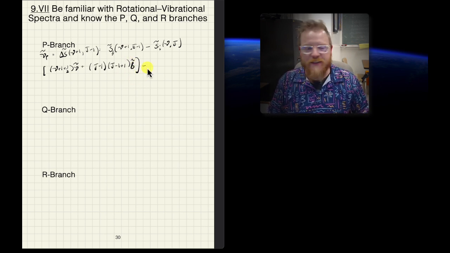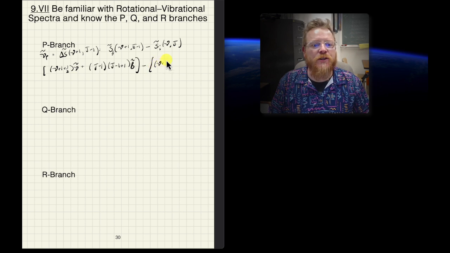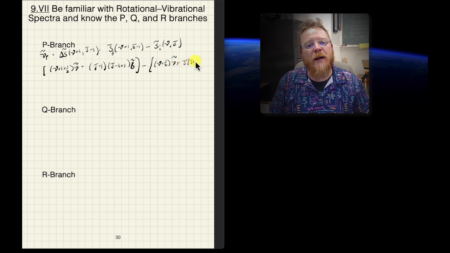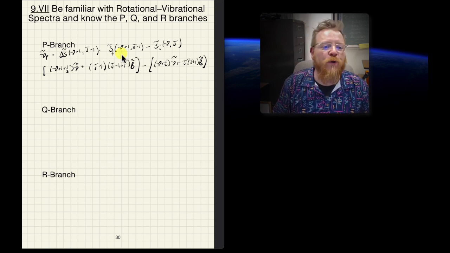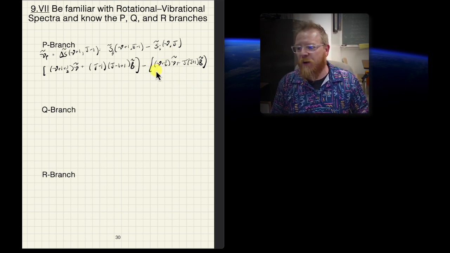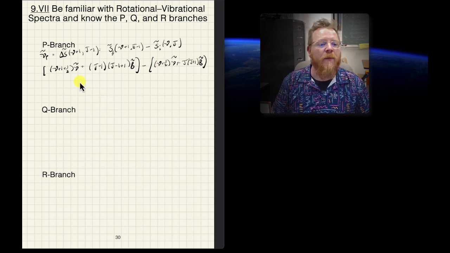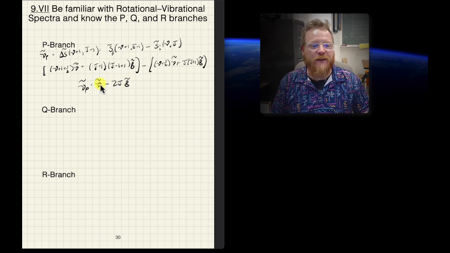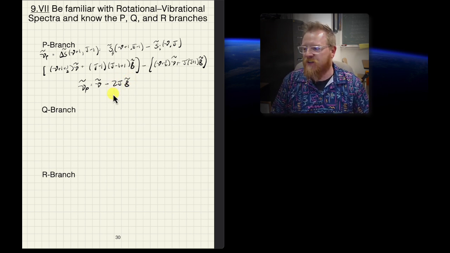Now minus my S initial is, of course, going to be just nu plus 1/2 times nu tilde plus J times J plus 1 times B tilde. And if I go through and do all of the algebra, I'm just going to shortcut through that and get us straight to it here. Our new P branch will be the following. It will go as the quantity nu tilde minus 2J times B. So there is going to be some significance there that we shall see.